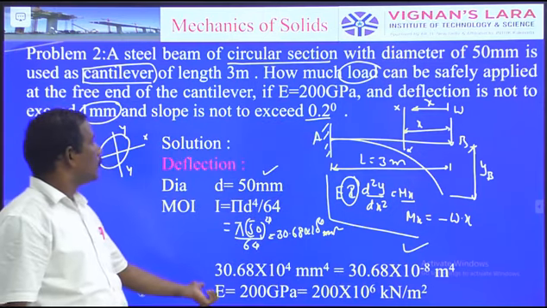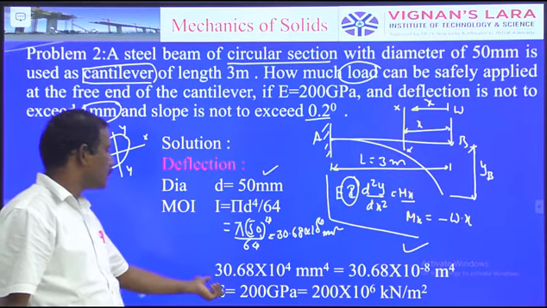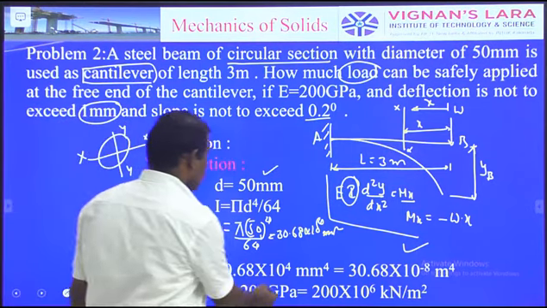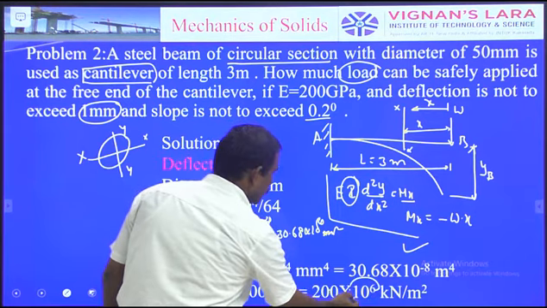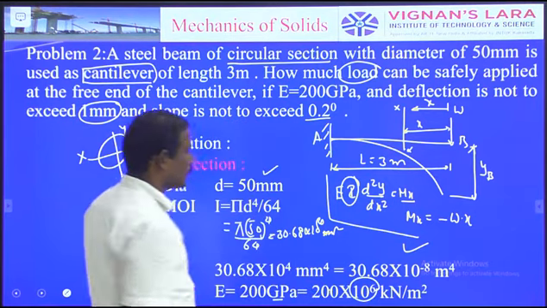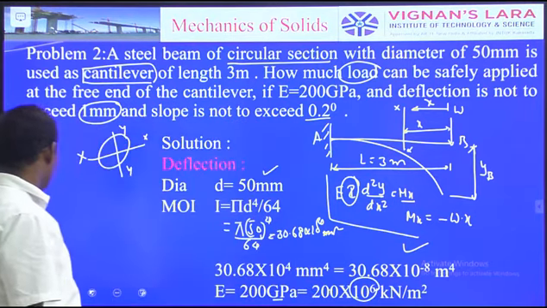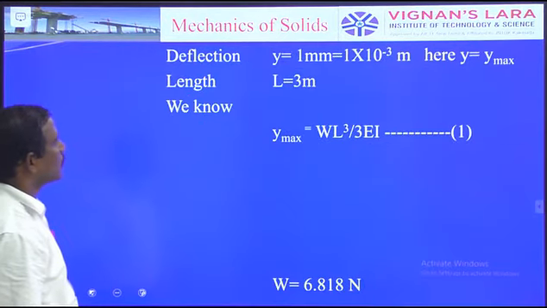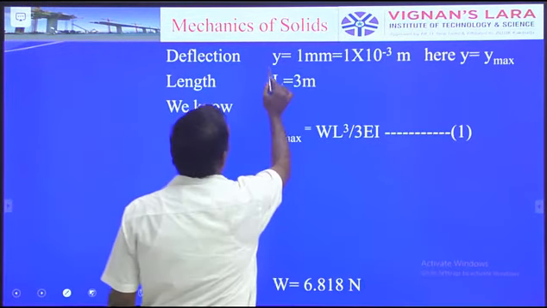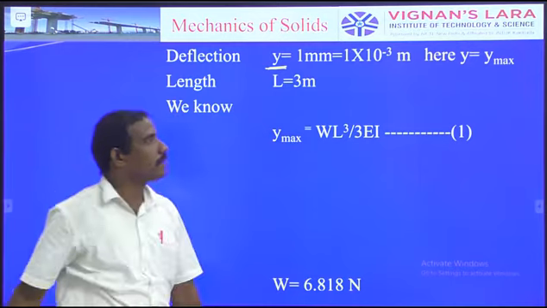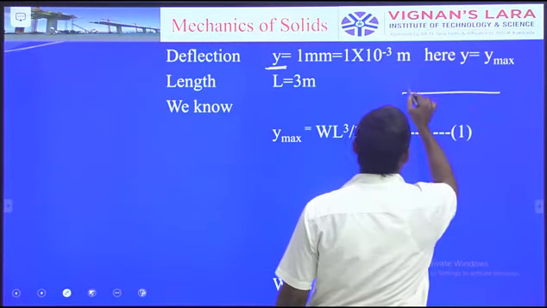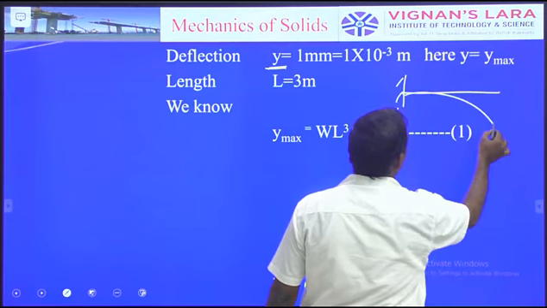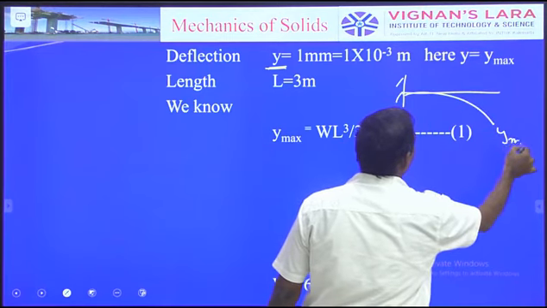Again, Young's modulus is equal to 200 gigapascals. So that is equal to 200 into 10 to the power 6 kilonewtons per meter square. Now let us see the deflection. Here y is equal to y maximum, which is at the free end, as we know that. So this is y maximum.